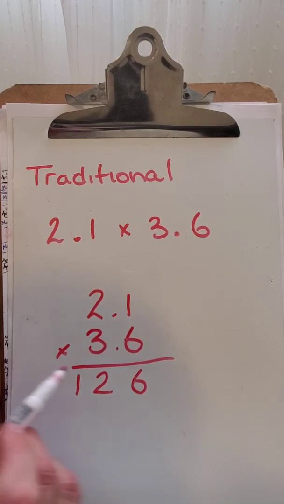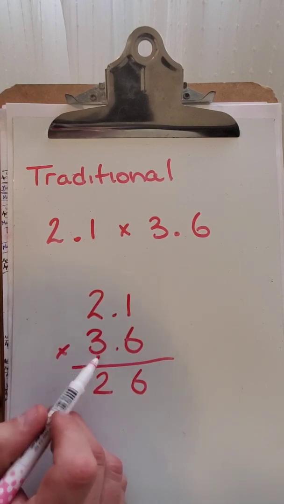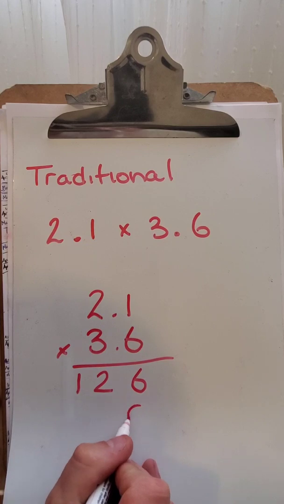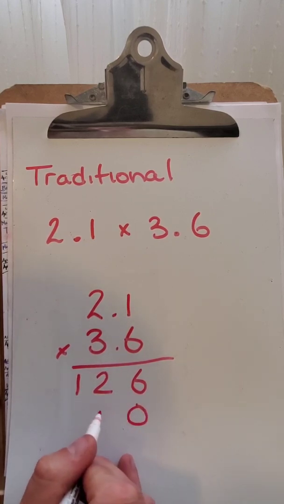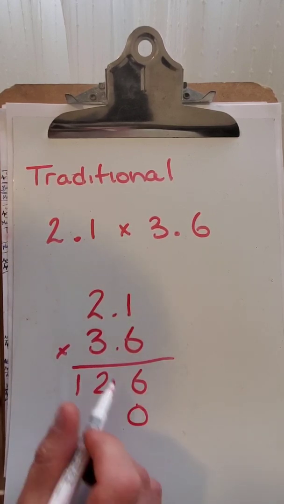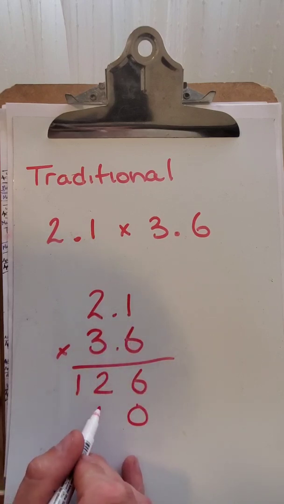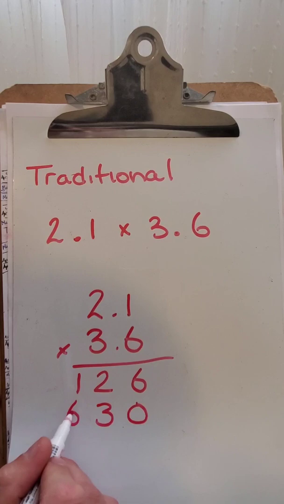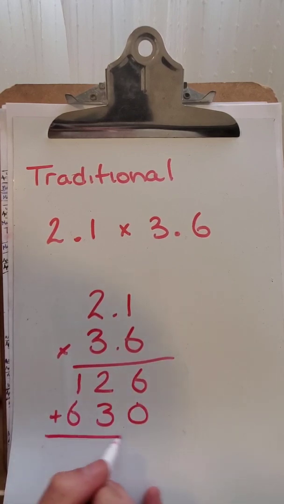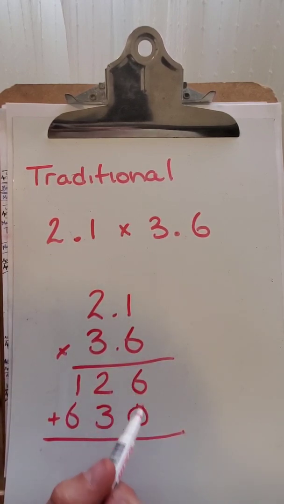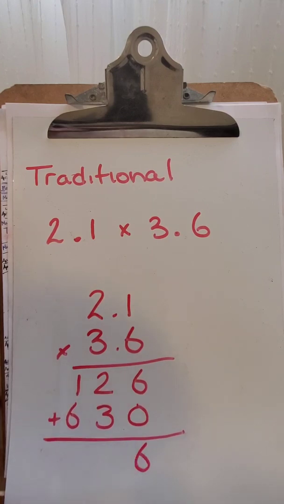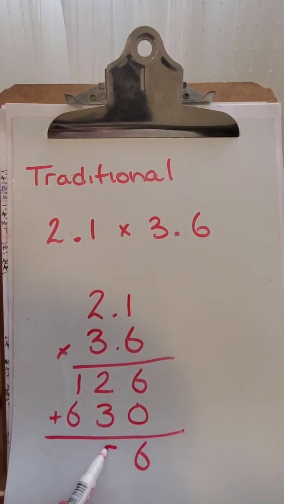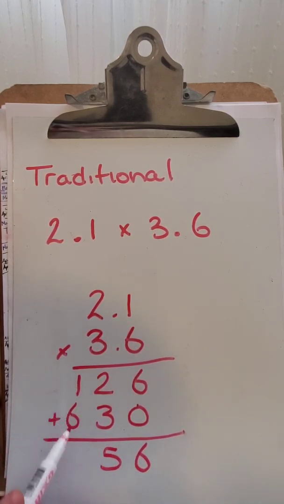Next, we multiply 3 against the top row. We're going to begin down here. We're going to place a 0 here and begin in the second position. 3 times 1 is 3. 3 times 2 is 6. We add here. 6 plus 0 is 6. 2 plus 3 is 5. 1 plus 6 is 7.